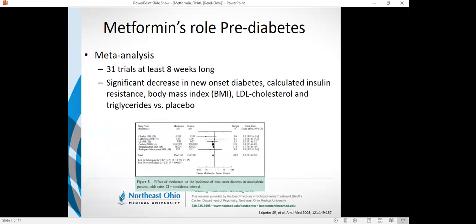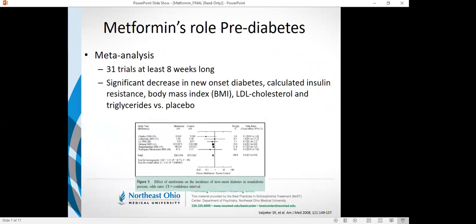What they found was that there was a significant decrease in new onset diabetes in patients that were on metformin. And that's actually the chart that I included there at the bottom. So it's really close to the one, but it does fall on the side where it favors metformin, despite most of the sample sizes of the trials being relatively small. Other areas that it showed benefit in: the calculated insulin resistance, so the patient's ability to respond to insulin, was significantly better in patients that were on metformin.